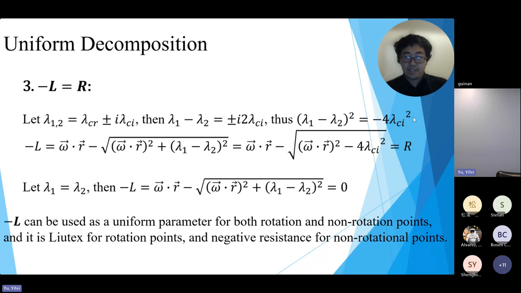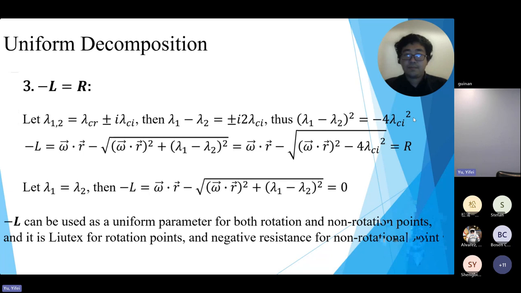And of course, when lambda 1 equals lambda 2 for the second case, both the negative resistance and Liutex are zero. So we can use negative L as a uniform parameter for both rotational and non-rotational points. If the value is negative, it stands for the negative resistance for a non-rotational point. If the value is positive, it stands for the Liutex for a rotational point.